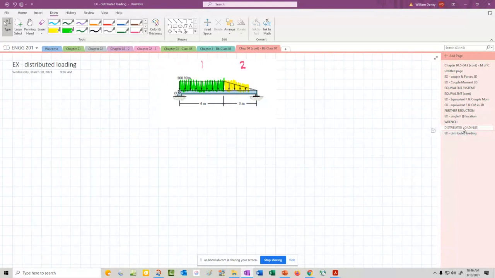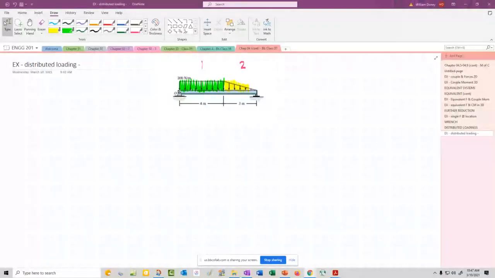All right, so let's do an example here. These are simple. We'll do this simply supported one, and then we'll do a second one where it's going to be an example with a function.